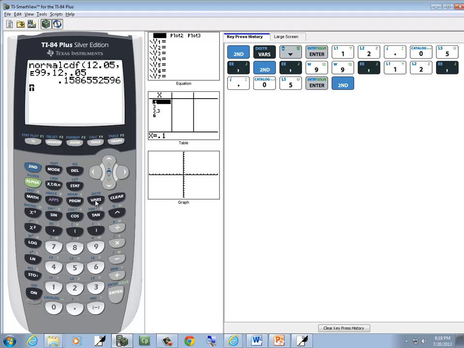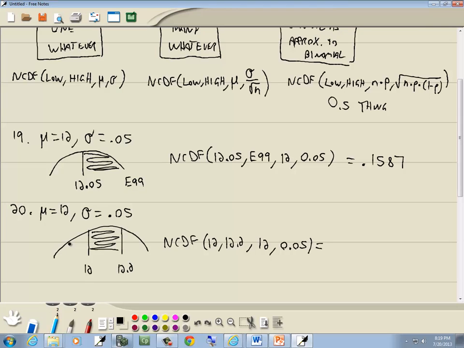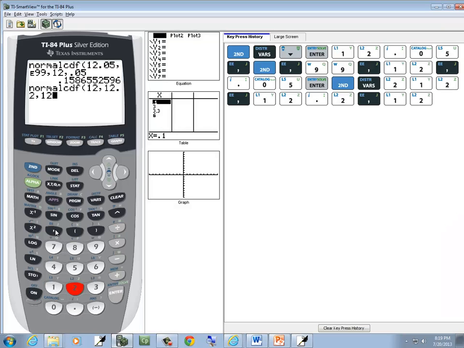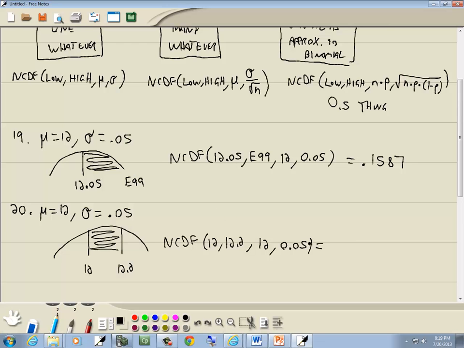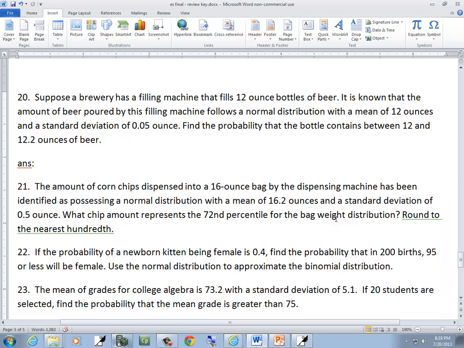So do second vars, choose normal CDF, number 2, 12, comma, 12.2, comma, 12, comma, 0.05. Enter. That comes out perfect, because when you round it to 4 decimal places, the 6 causes this to go up, and it just becomes 0.5. So this is going to be 0.5.